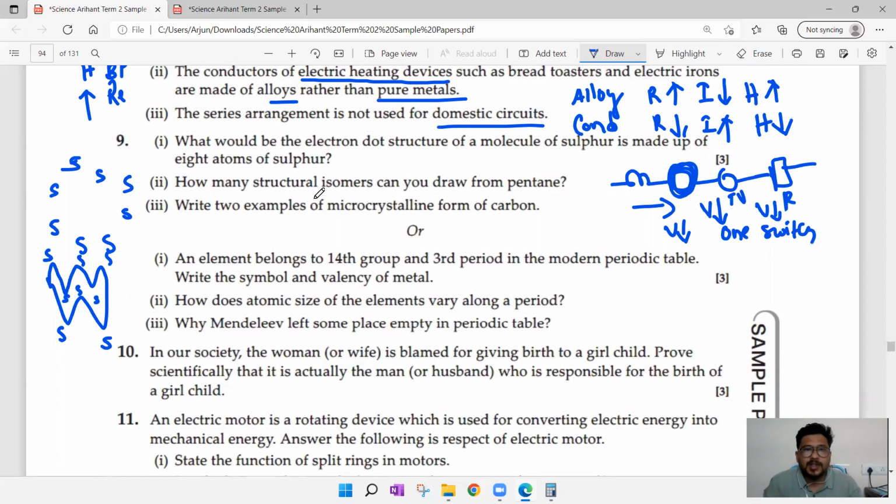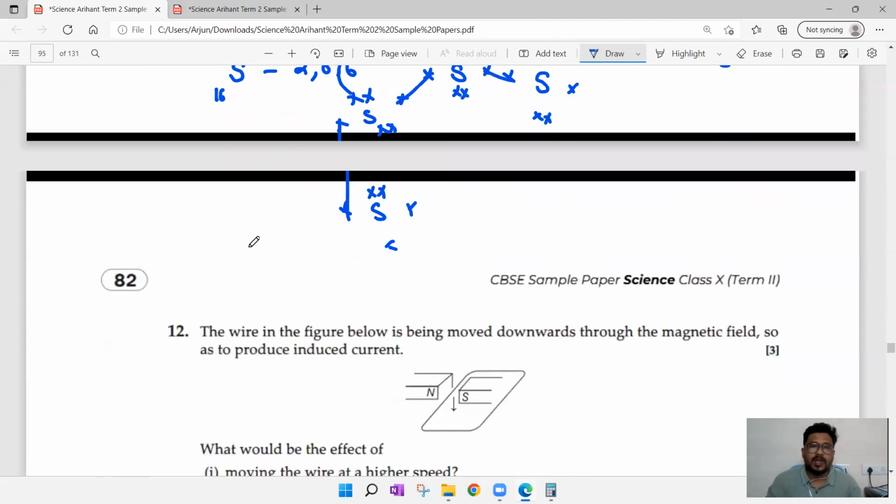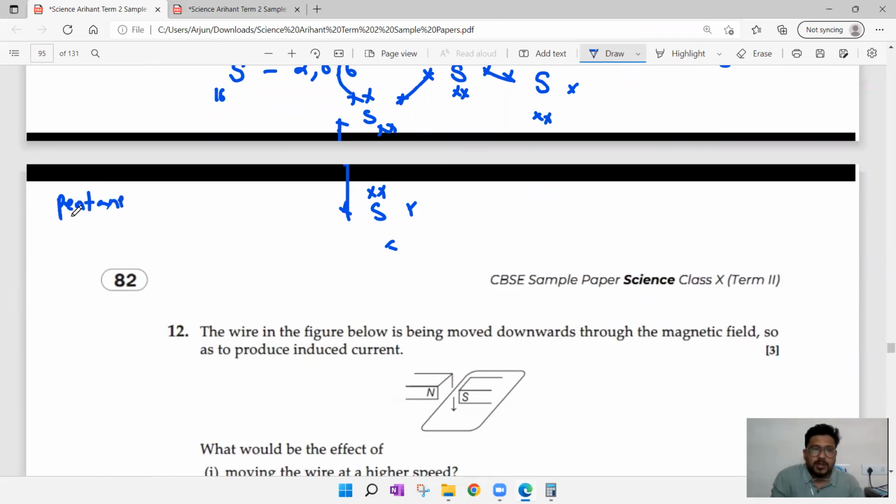how many structural isomers can you draw for pentane? First of all, while coming to pentane, that is also a text question. Meth, eth, prop, but, pent: 5. 1, 2, 3, 4, 5, 6, 7, 8, 9, 10, 11, 12 hydrogens we are going to get. Now, how many structural isomers can we draw?